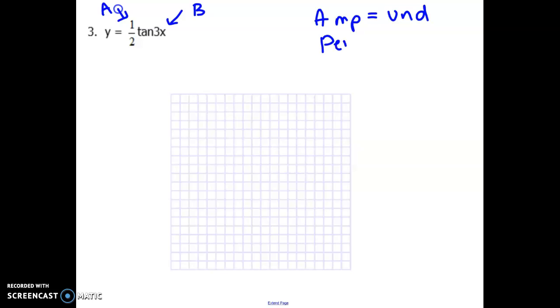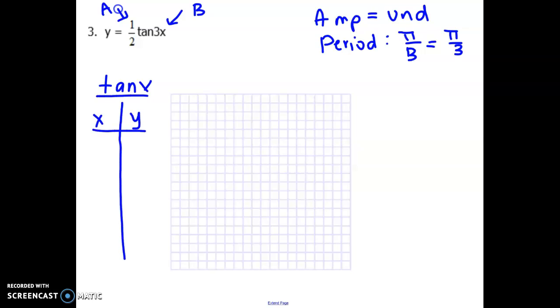But the period we can determine, because the period of tan is going to be pi over b, which is pi over 3. So now the period is going to be pi over 3, which means my tan graph is going to be squished narrower. Let's start though with our table of values for our normal tan graph. Remember that with our tan graph, we're going to be plugging in every 45 degrees. So we'll start at 0, we'll go pi over 4, pi over 2, 3 pi over 4, and pi. Because the original period of tan is pi, so I'm going to use those first 5 points up to pi.